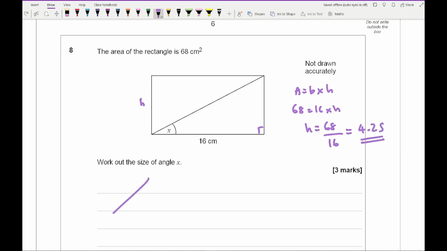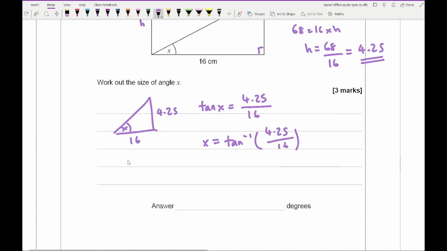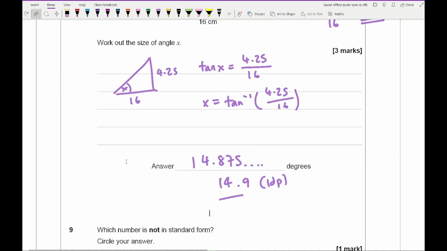So then to work out, if I just draw the triangle out again, I've got the base, which is 16, the height, which is 4.25, so I'm going to be using tan. So I've got tan x equals the opposite divided by the adjacent, and then to work out x, I'm just going to do the inverse of that. And again, type that into my calculator, I get an answer of 14.875 and so on. And again, if you want to round it, that's absolutely fine, but just make sure that if you have rounded it, you have stated what you've rounded to. Alternatively, just copy the answer that's on your calculator.